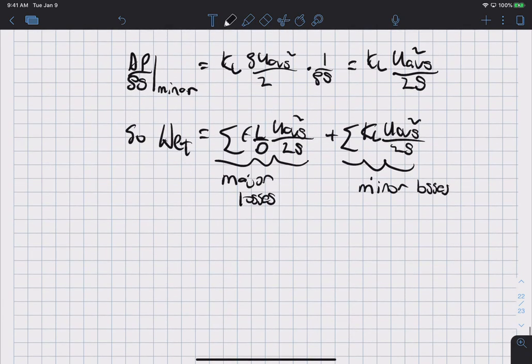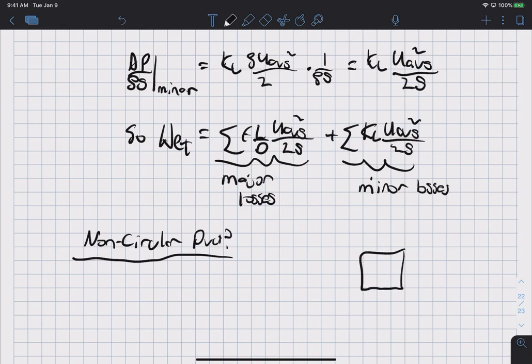Now I'm going to wrap it up, but I'm going to go over one last thing, and that's what do you do if you have a non-circular duct? Well, that's because, say for your HVAC system in your house, the ducts tend to be rectangular in shape. And then you have a little vent sticking off to the side of it. And that ductwork is quite often rectangular. So how do we handle that?